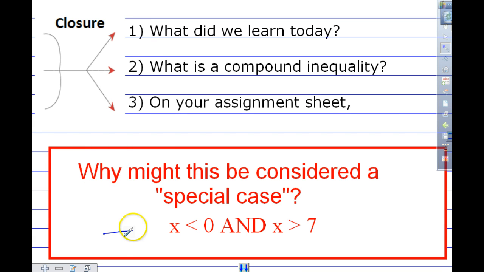Okay, lastly, take a look at that. Why is this a special case? What do I mean by special case? Why is it different from all the other typical problems? x less than 0 and x greater than 7. Yep. The sign is facing the wrong way. Well, what does this mean? Nothing's wrong about it, but why is this interpreted differently, or why is it weird?